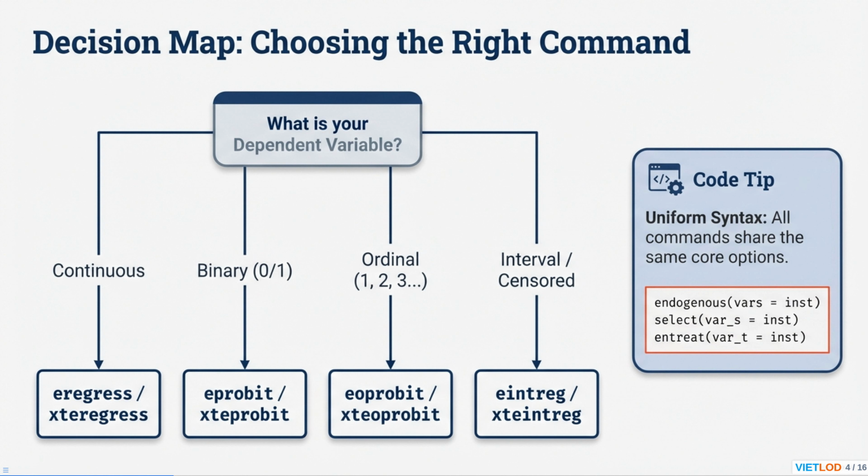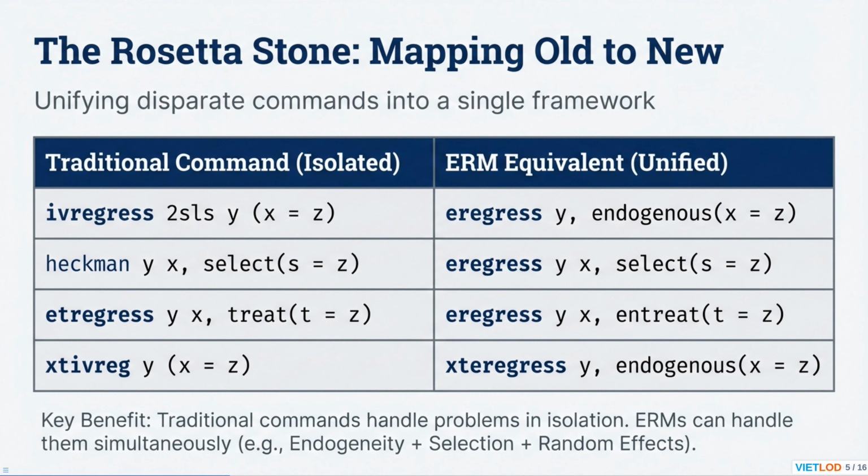For ordered categorical data, like survey rankings of 1, 2, or 3, we use eoprobit. Finally, for interval or censored data, such as wage brackets, eintreg is the appropriate command. The real power of this framework, as shown in the code tip, is its uniform syntax. Regardless of which main command you choose, the core options for handling endogeneity, selection, and treatment remain identical. This consistency allows you to easily transition between different types of outcomes without needing to learn entirely new syntax structures.